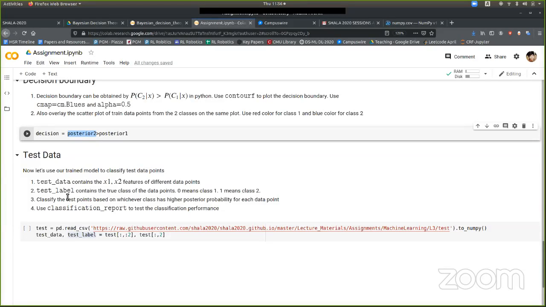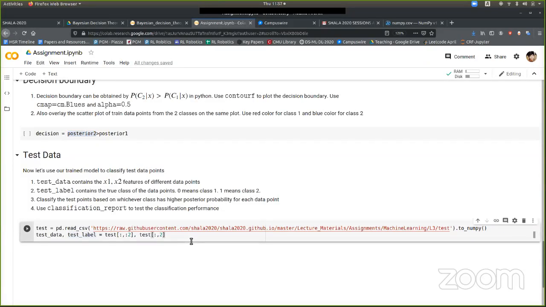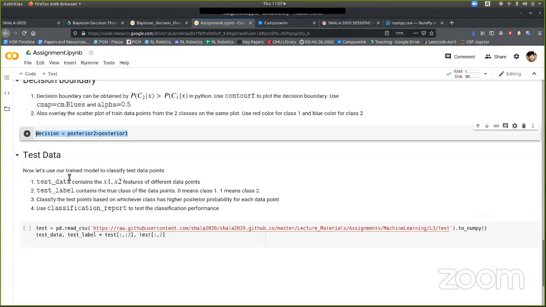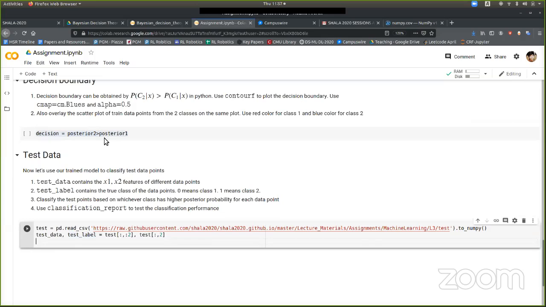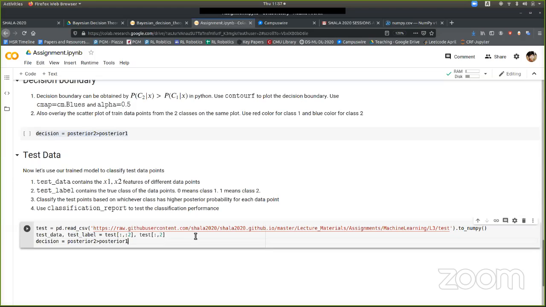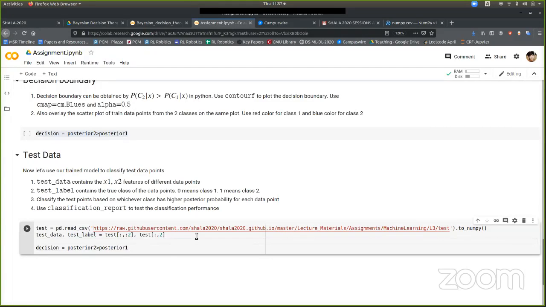One thing to note is that in your test label, 0 would mean it's from class 1 and 1 would mean it's from class 2. So essentially, if you use something like this, maybe you would have to reverse the sign. Oh no, I guess this is fine. You can use this decision rule to compute the output over here as well, and then call the classification report function.